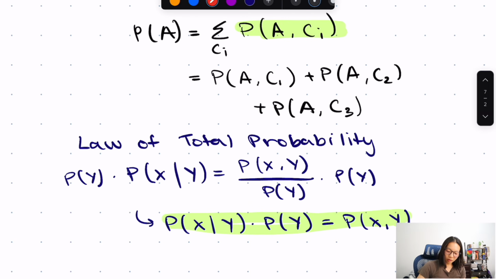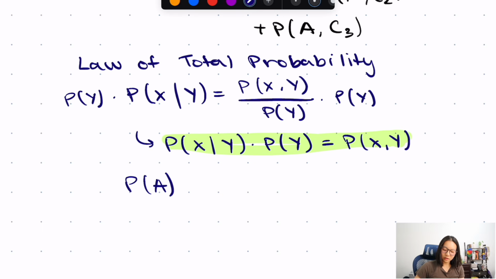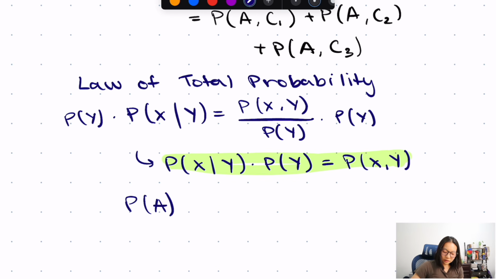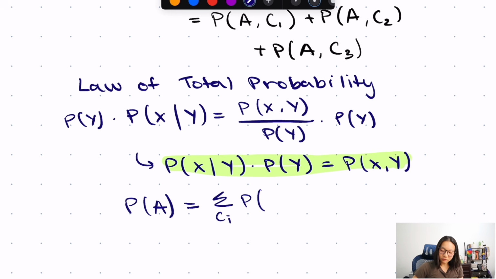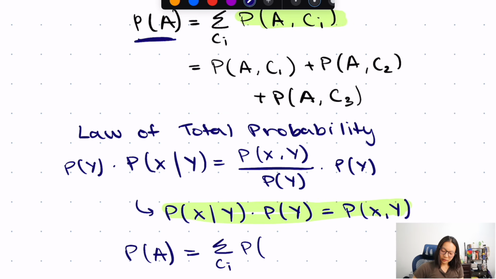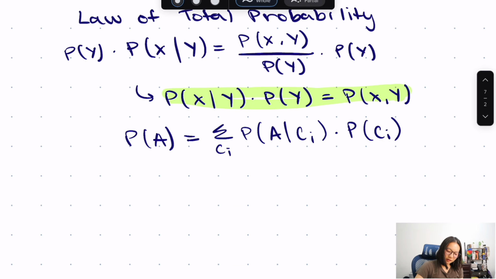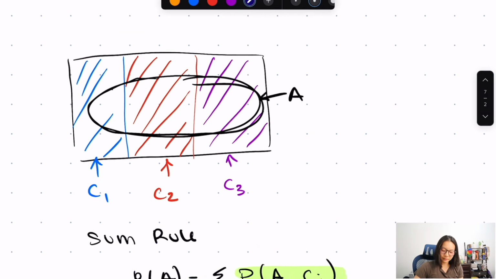So the law of total probability says the probability of A, sorry to change the letters on you again, but I'm going back to this probability of A here, is equal to the sum over all of those chunks of the sample space, Ci, and then the probability of A given that chunk times the probability of that chunk. All right, so this is the law of total probability, and let's try to visualize that.